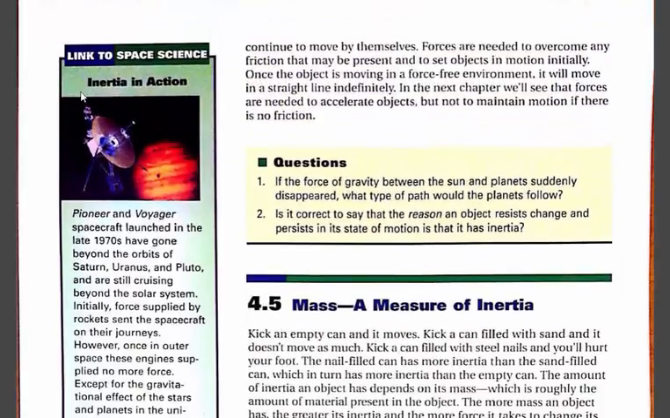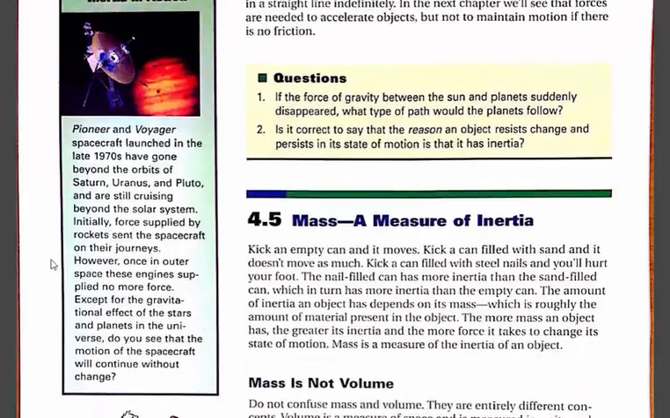Here's a sidebar, the link to space science, inertia in action. Pioneer and Voyager spacecraft launched in the late 1970s have gone beyond the orbits of Saturn, Uranus, and Pluto and are still cruising beyond the solar system. Initially, force supplied by rockets sent the spacecraft on their journeys. However, once in outer space, these engines supplied no more force. They were turned off. Except for the gravitational effect of the stars and planets in the universe, do you see that the motion of the spacecraft will continue without change?